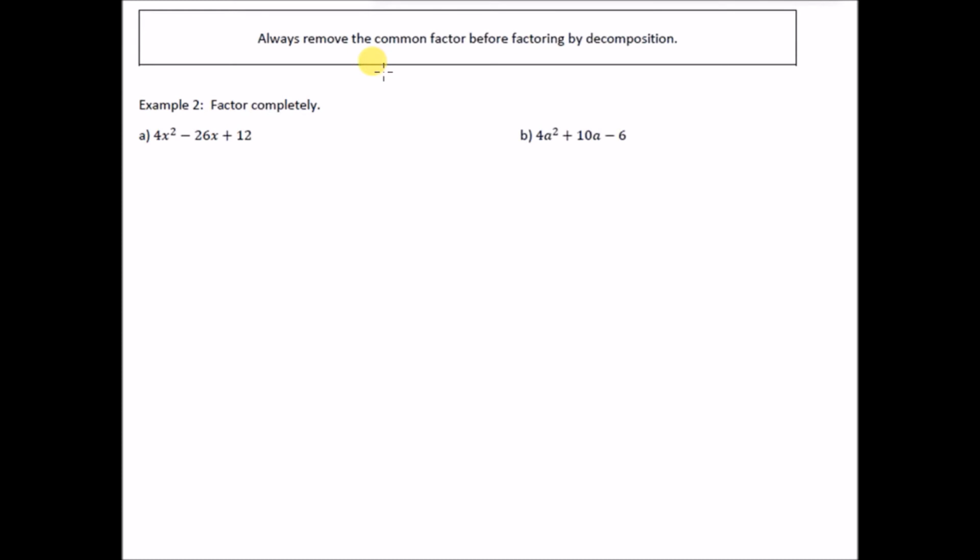Okay, these two questions just add one extra step. So whenever we're factoring, it doesn't matter what we're factoring, we always want to start by common factoring. So remove the common factor, and then we can actually start to factor by decomposition. It just makes it that much easier, and then we don't have to recognize an extra factor at the end of our question. So 4, 26, and 12, we can divide each of these by 2. Right? So let's go ahead and divide each of them by 2. We're left with 2x squared minus 13x plus 6.